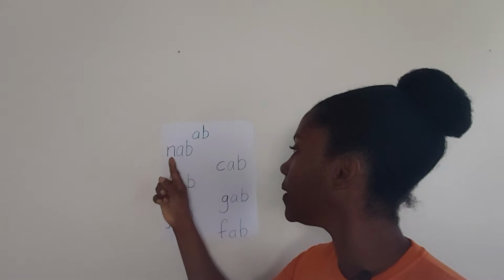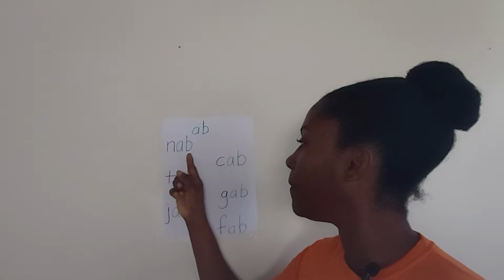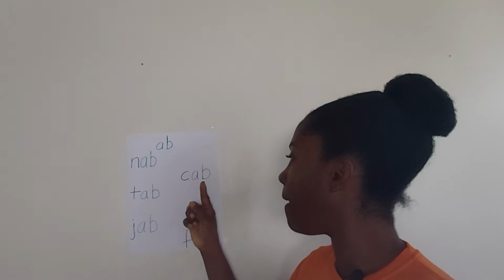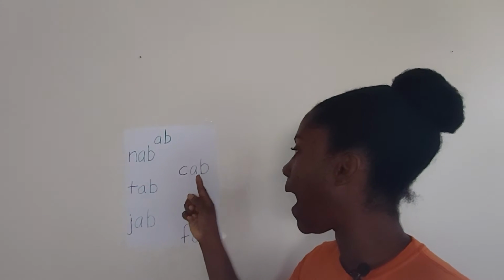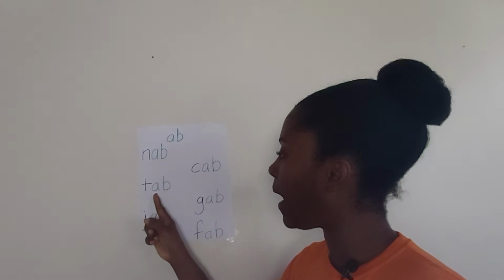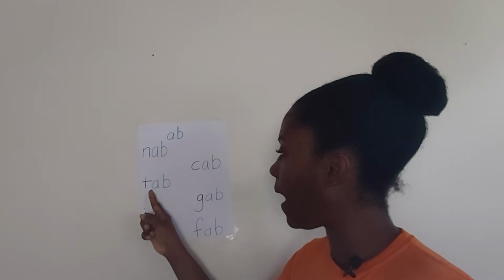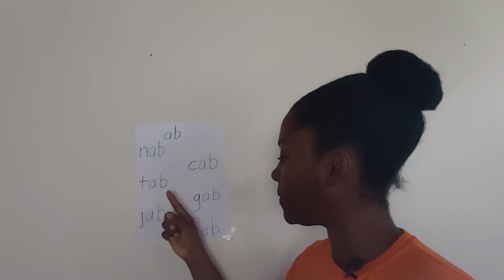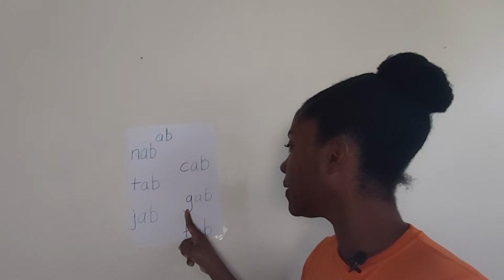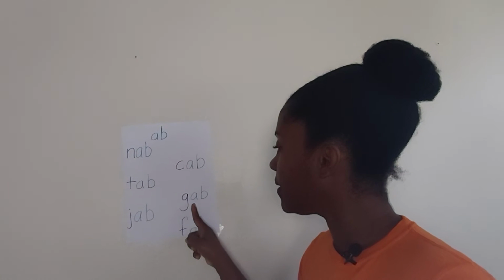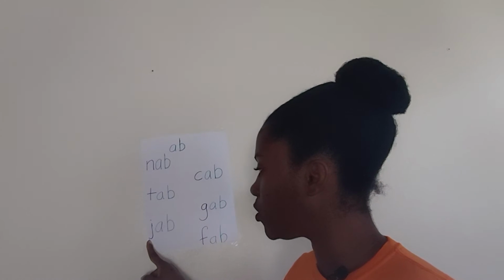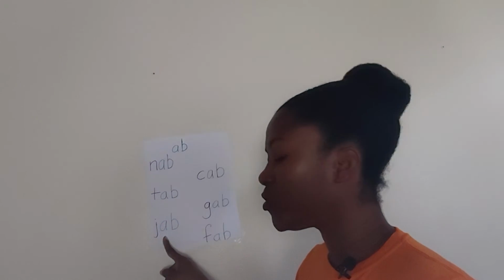Ab, ab, nab. K, ab, k, ab, cab. T, ab, t, ab, tab. G, ab, g, ab, gab. J, ab, j, ab, jab.